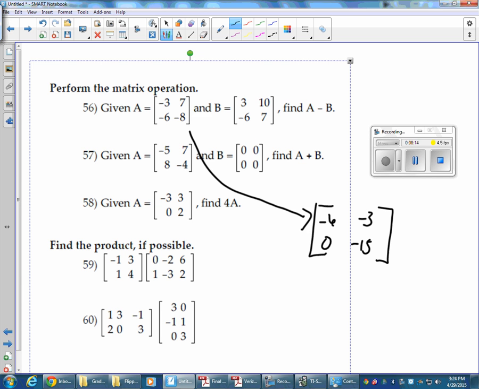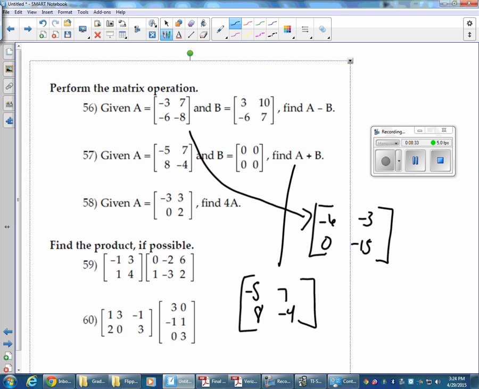Then for A plus B, I would add these two together. Negative 5 plus 0 is negative 5. 7 plus 0 is 7. 8 plus 0 is 8. If I said that last one wrong, 7 plus 0 is 7. Negative 4 plus 0 is negative 4.